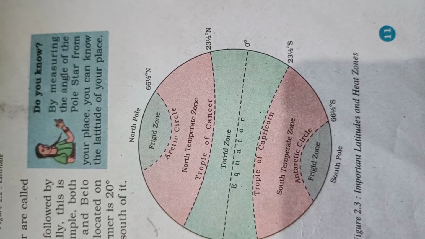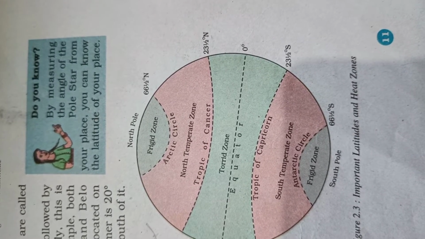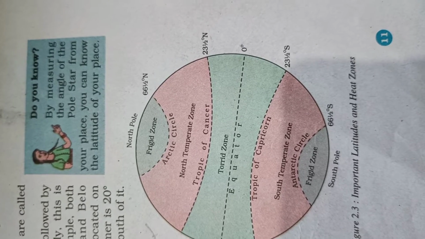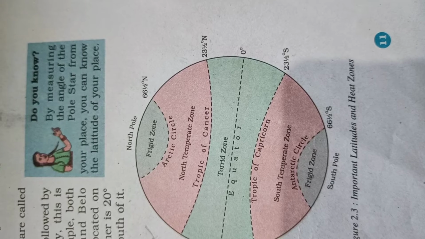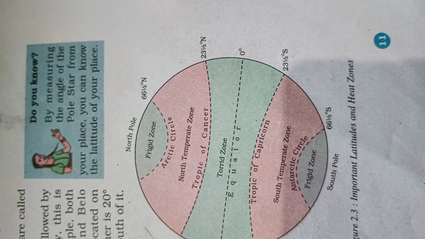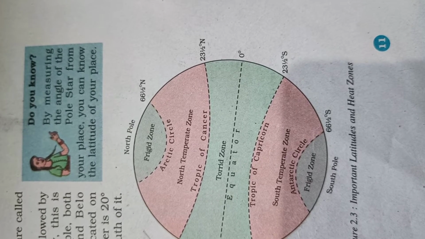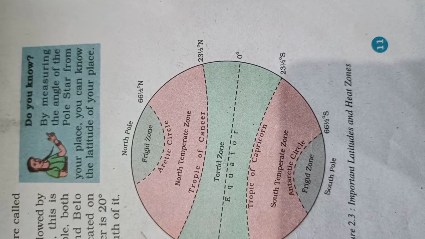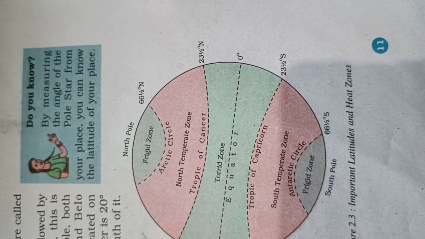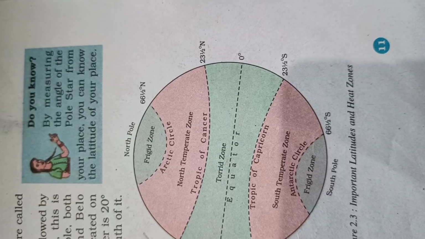So we can see Tropic of Cancer present at 23.5 degrees north in the northern hemisphere. Tropic of Capricorn is present at 23 and a half degrees in the southern hemisphere. Arctic Circle is present in the north at 66 and a half. And Antarctic Circle is also present on the south side of the equator at 66 and a half.